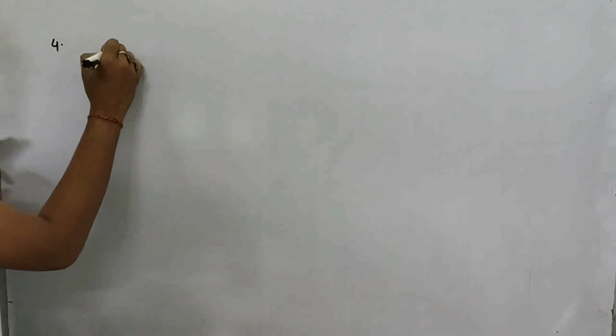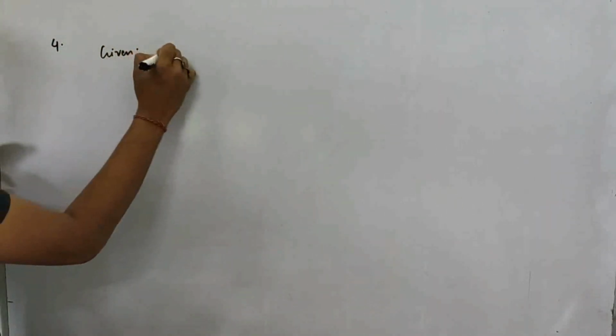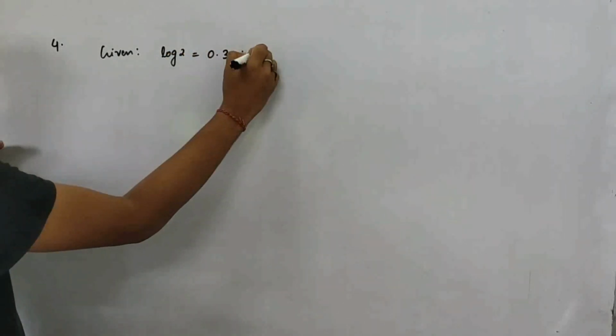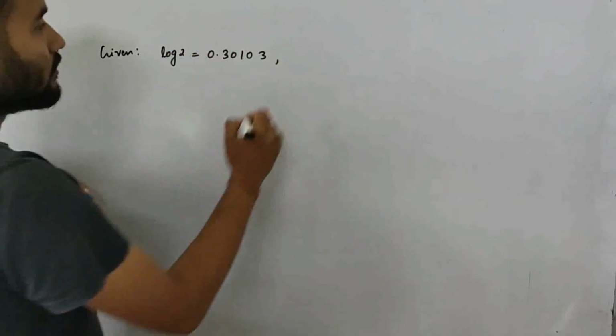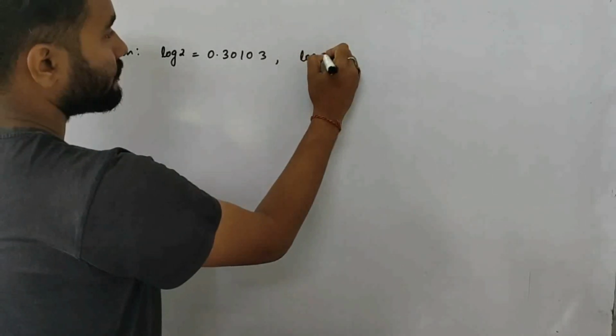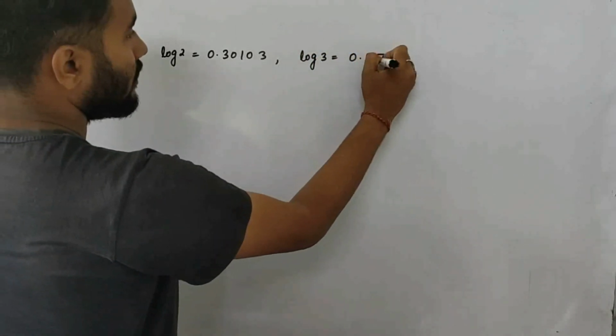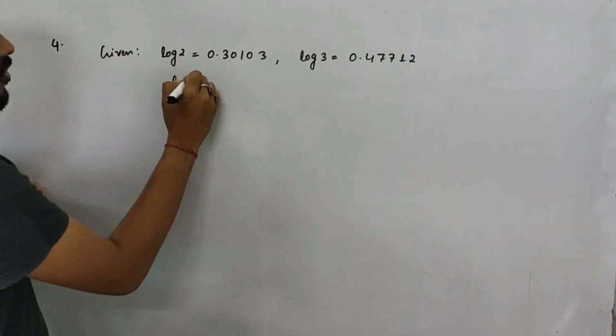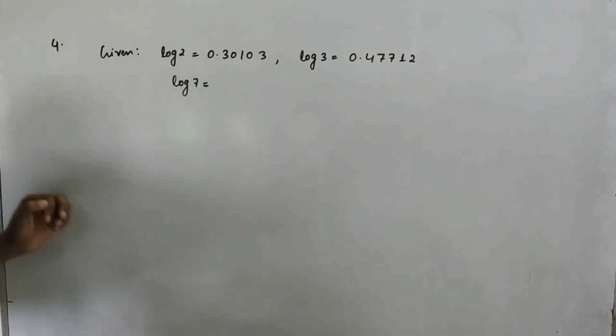Given log 2 value is given, log 3 given, log 5 given. Then find number 4. Given log 2 is equal to 0.30103, log 3 is 0.47712, and what is given? Log 7 is given as what?